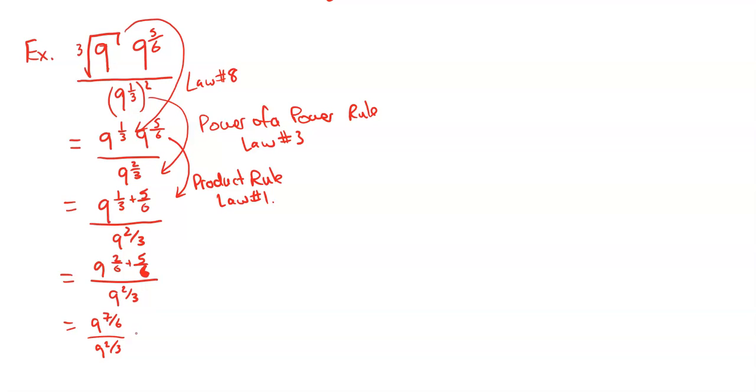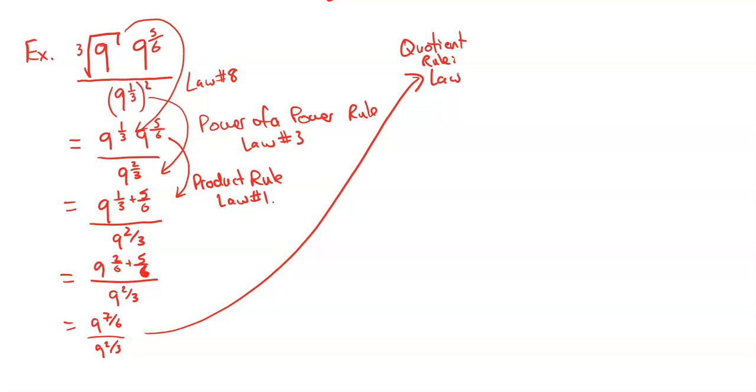And now we're going to use the quotient rule. I'm going to do that up here. Wow, that was a cool diagonal. This is the quotient rule, and the quotient rule is our law number 2. That was the second one we saw on our sheet. And so that is equal to 9 to the power of 7 over 6 minus 2/3. Again, I need a common denominator to subtract these. So 7 over 6 minus 4 over 6. And 7 minus 4 gives us 9 to the power of 3 over 6. Well, we can simplify that to 1/2.